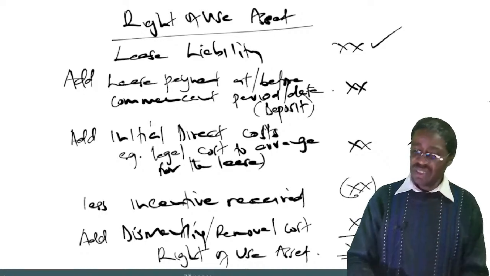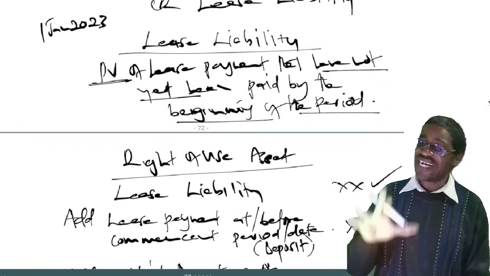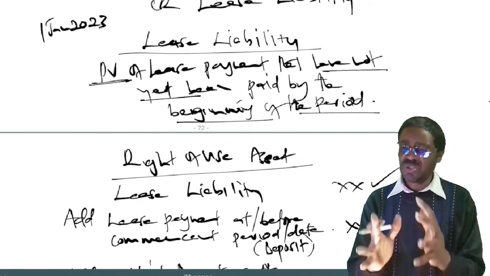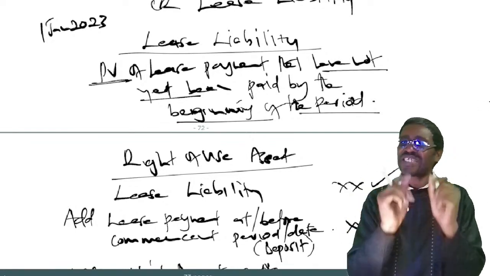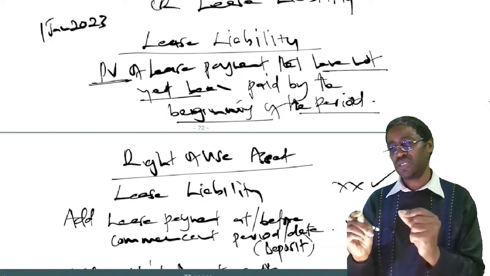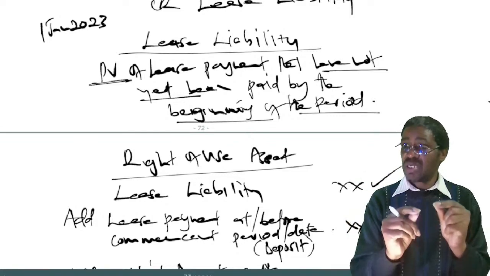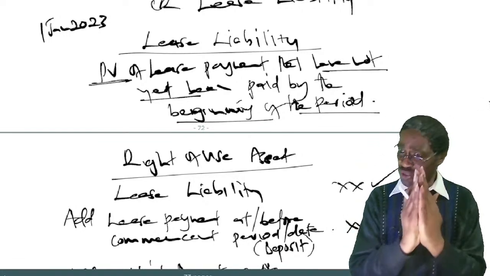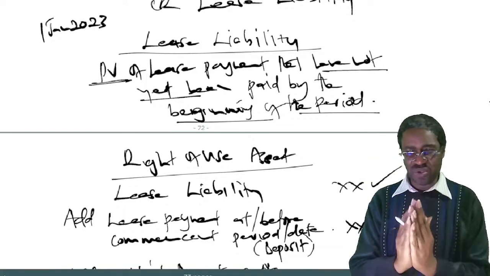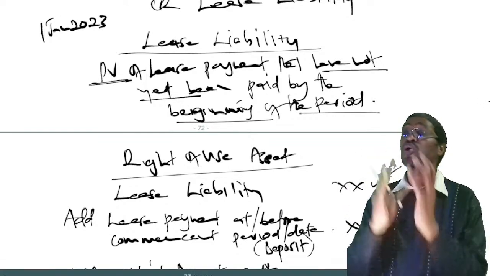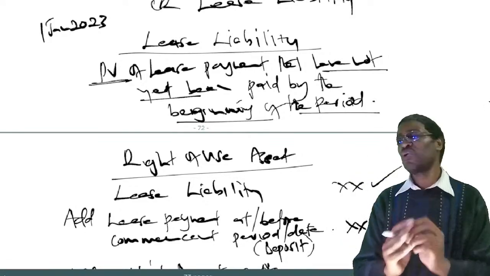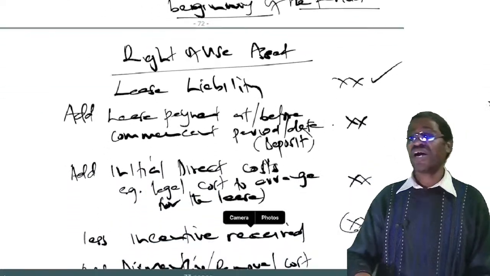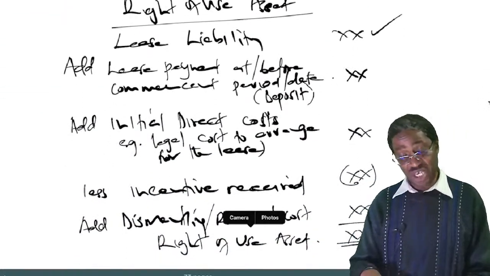I have said that to determine the amount we are calling the lease liability, just get the present value of the lease payments that have not yet been paid by the beginning of the lease period. Whatever lease payments have not been paid, get the present values of those ones, because those are your future obligations. That's all about liability. About the asset, that's where there are some issues.